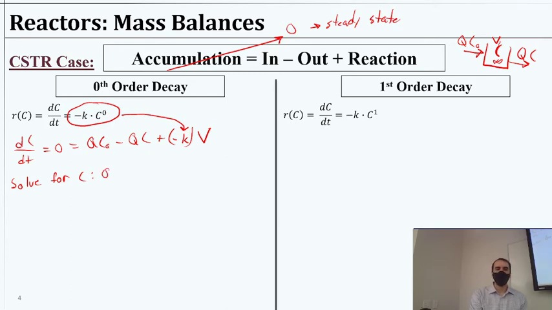And so we have 0 equals C0 minus C minus K times V over Q, and we just learned that V over Q is hydraulic residence time. So that's a nice simplification. So I'm just going to say we're dividing everything by Q here.